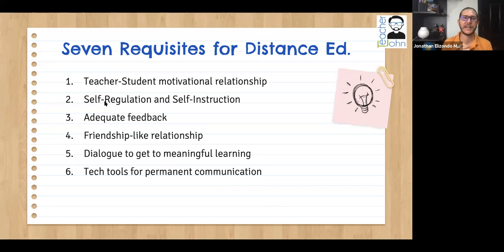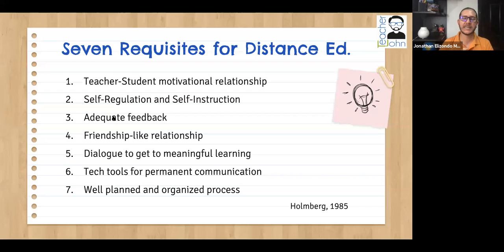Then tech tools for permanent communication. We need to make sure we have permanent communication with our students. It's great that now, thanks to technology, we have so many tools. We have WhatsApp, we have email, we have internal email in different platforms, we have phone, we have SMS, we have so many different ways to communicate with our students.